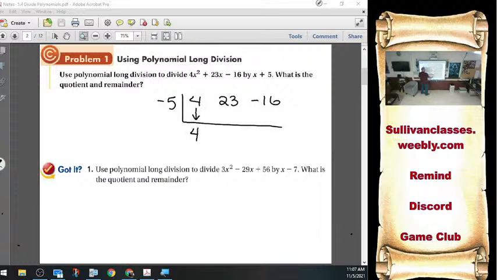What's a negative 5 times 4? 23 minus 20. Negative 5 times 3. I took a square divided by a linear, so I have a linear left.